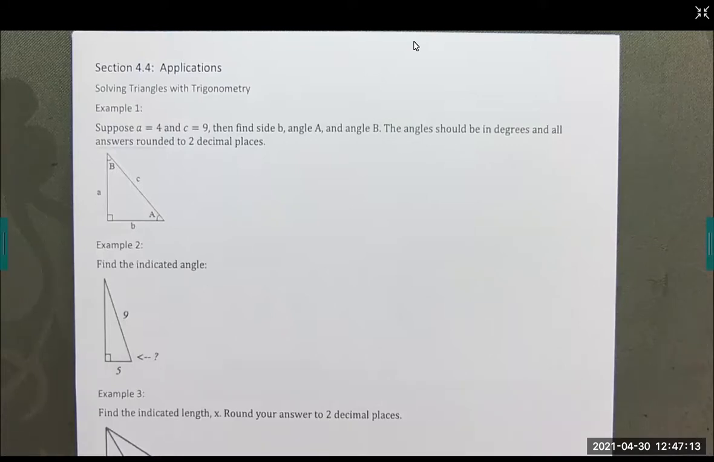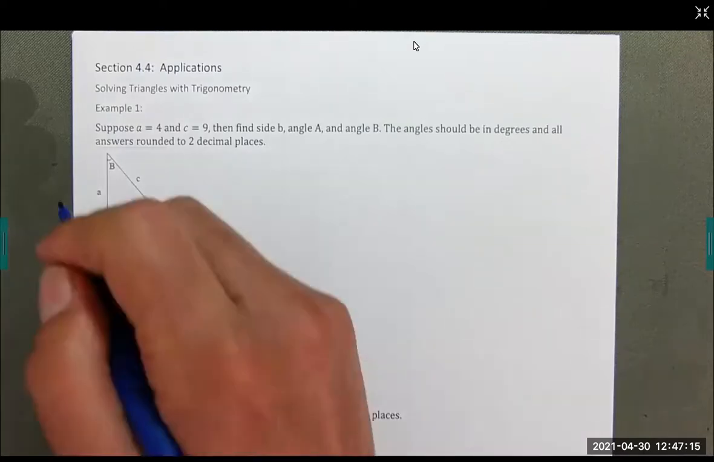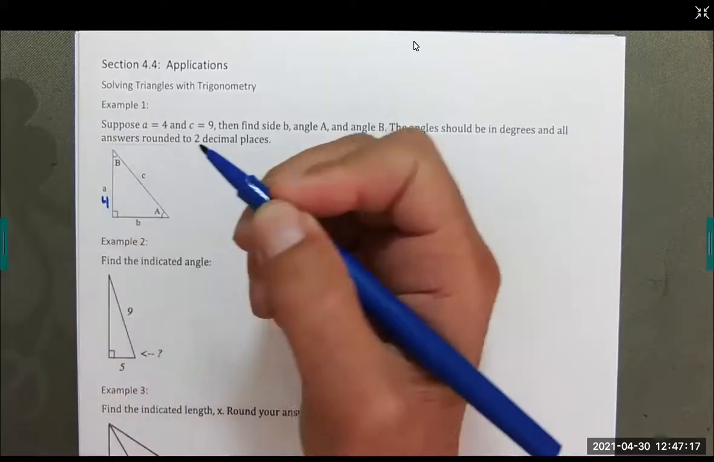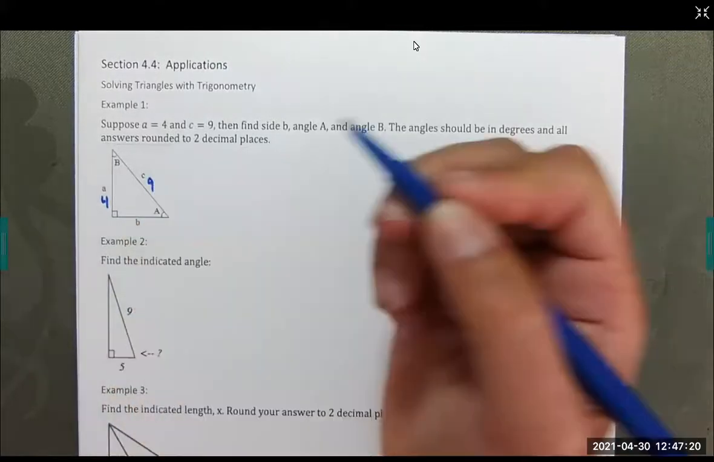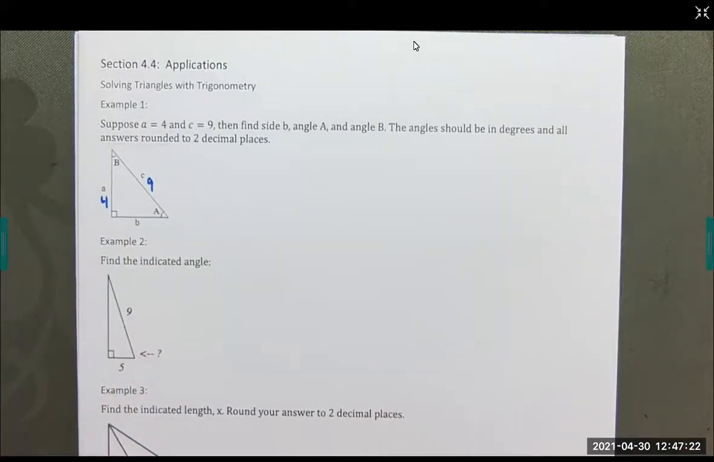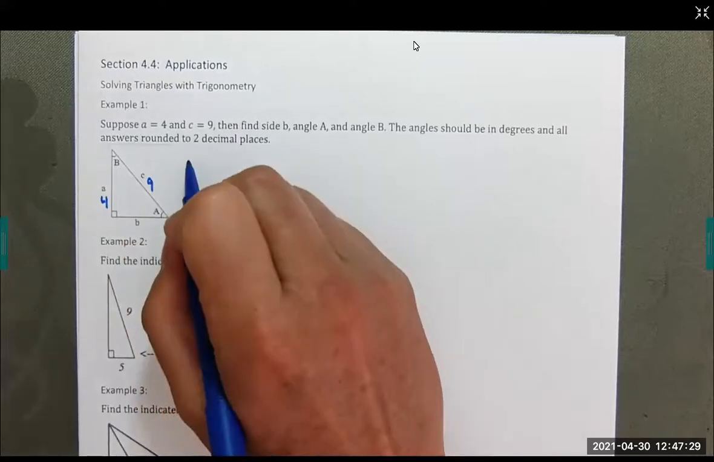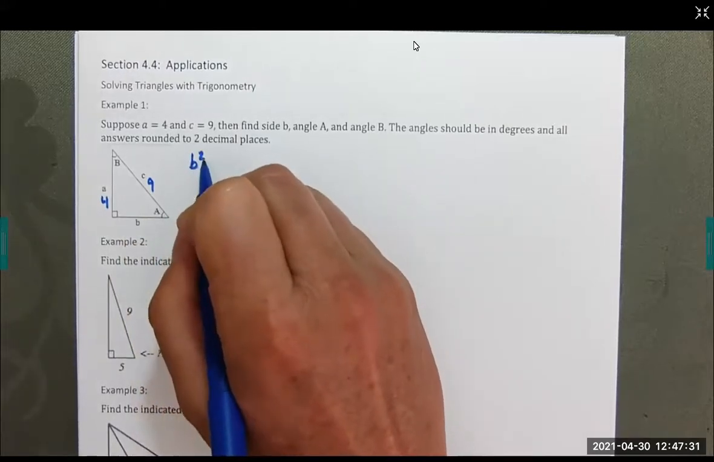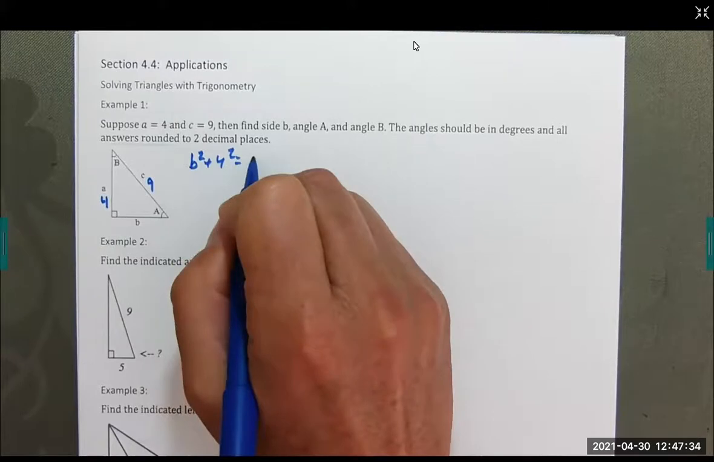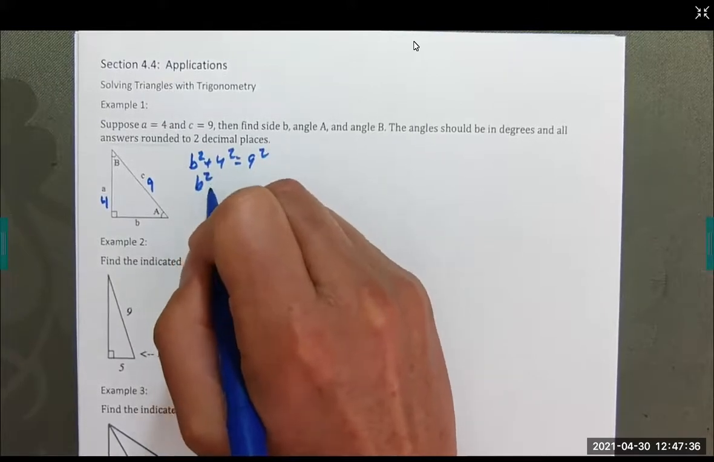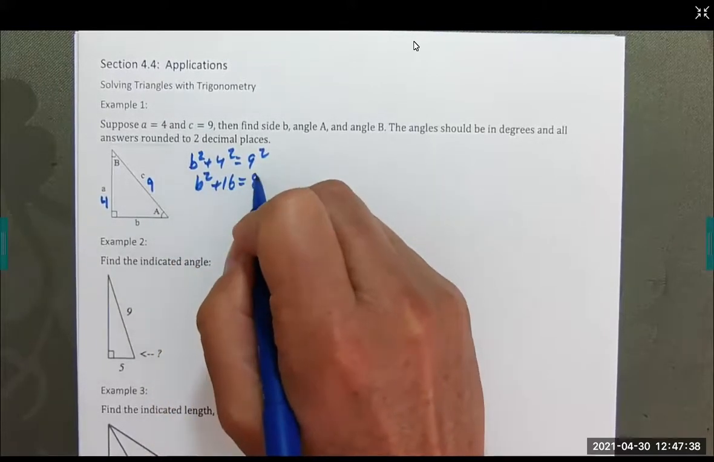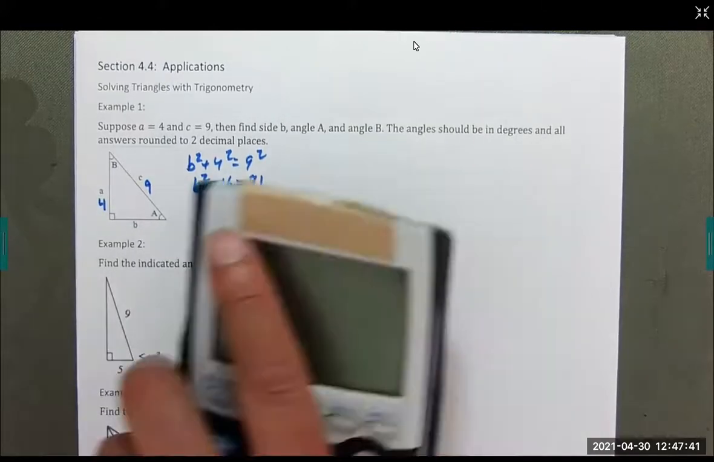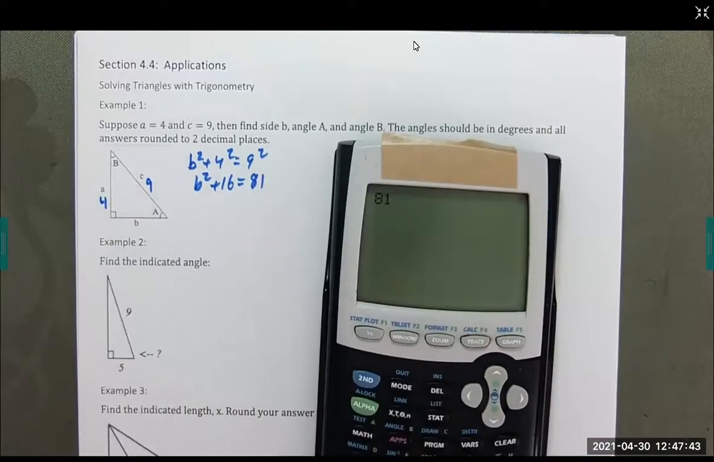All right, so our first problem here, we have that A is 4, so this side is 4. It says that C is 9. Then they want us to find the two missing angles and the missing side. Let's start with the missing side. We'll use the Pythagorean theorem. So B squared plus 4 squared equals 9 squared. 81 minus 16 is 65.